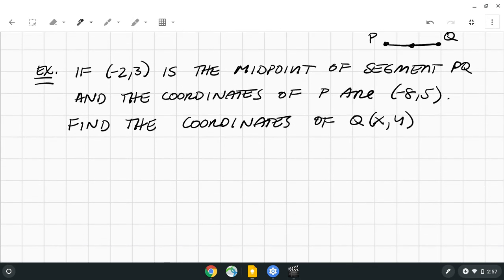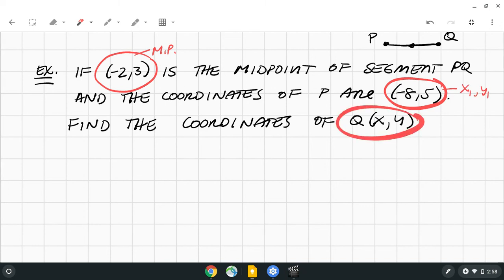We know the midpoint, and we know one of the endpoints. So this is what we know. This one here is the midpoint, I'm going to call it MP. And then we know this over here, we'll call this x1, y1. And then we don't know this one here. So let's go ahead and use our midpoint formula that ties all three of those pieces together.